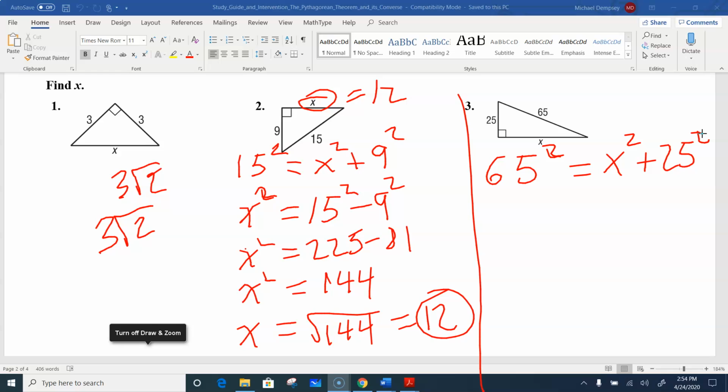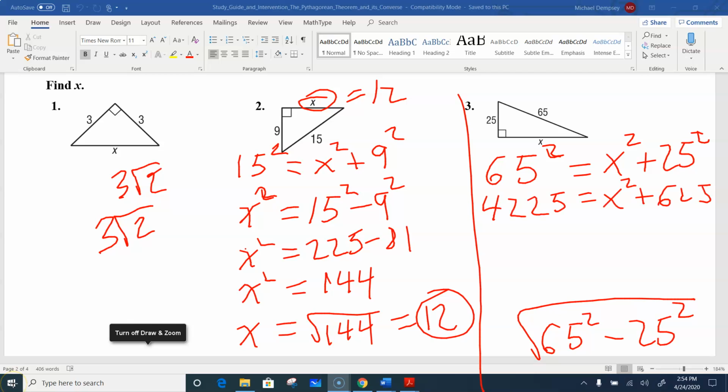If you have a calculator, you can just plug this in: 65 squared minus 25 squared. And then you move on with your life. That's fine. If not, if you have to go step by step, then that's how I'm going to walk you through this with the calculator. So when I square those, I get 4225 equals x squared plus 625.